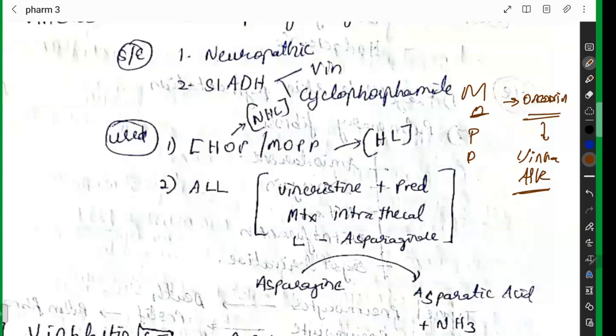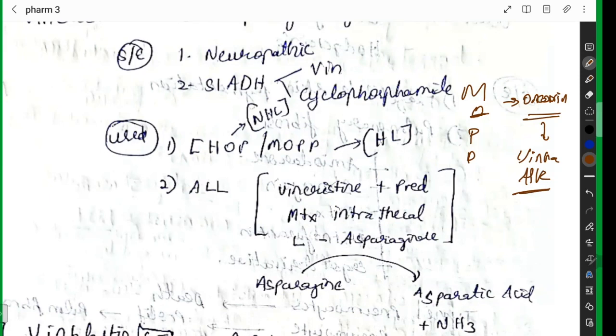Now we are going to move towards the third drug. That is going to be the drug for your ALL. In ALL, you are going to use vincristine, methotrexate, and prednisolone. VPM. Remember VPM, Vice Principal of Medical College. So vincristine, prednisolone, methotrexate. These are the drugs used in ALL.